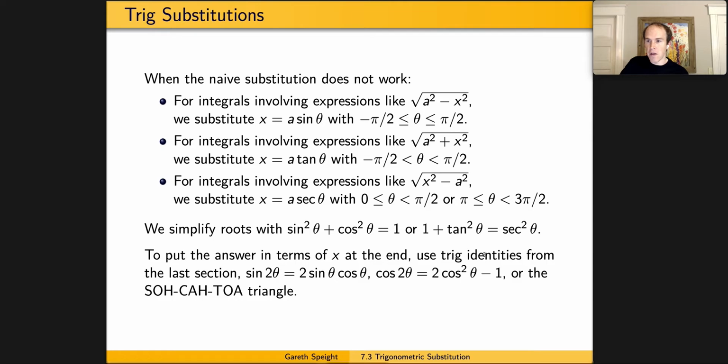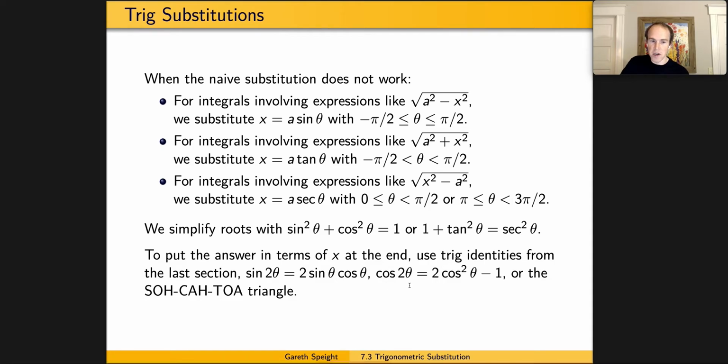Or if we did the thing with 7.2 where we convert to double angles from the last section, and we end up with an answer in terms of double angles, then we'll want to convert back. So we can convert from double angles back to single angles using these double angle formulae. Sine 2 theta is 2 sine theta cosine theta, or cosine 2 theta is 2 cosine squared theta minus 1, maybe something to add to your formula sheet.